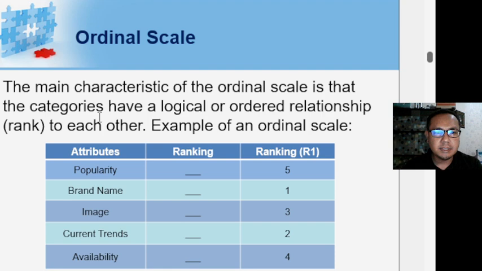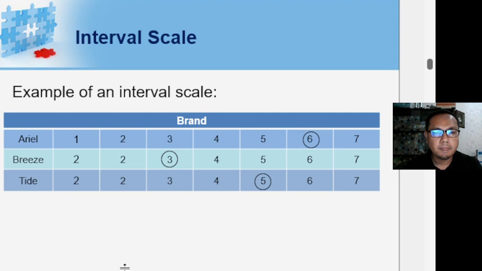And then for ordinal, the main characteristic of the ordinal scale is that the categories have a logical or ordered relationship to each other. So what you can see here is the ranking for popularity, brand image. That's number one, most important. And then the second, current trend. This one is an example of the interval scale.